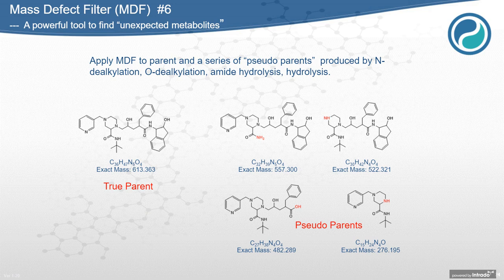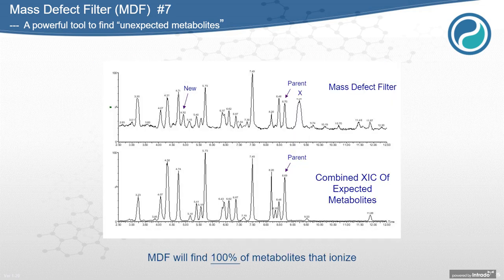Next slide, please. So we apply that mass defect filter to the parent. We also apply it to these pseudo-parents as well. And we get this. Next slide, please. So the chromatogram at the bottom is the chromatogram we saw a little earlier. The chromatogram at the top is a result of this mass defect filtering. And you'll notice there is one new peak labeled new that we observed as a result of mass defect filtering that we could not identify based upon our expected list.